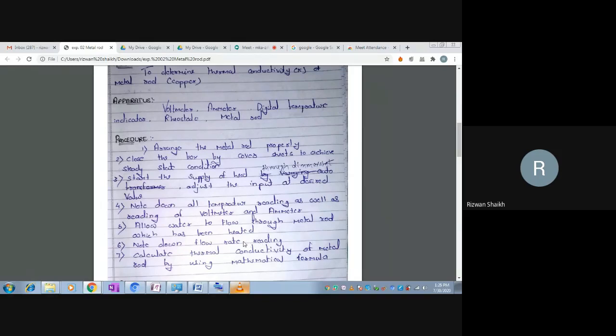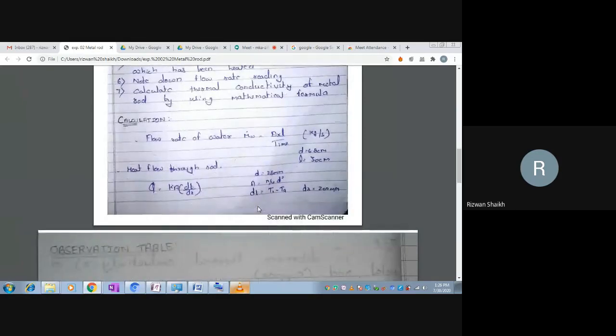Now after that, we can calculate the flow rate after applying the formula. So we can refer to the procedure for calculating the thermal conductivity of a metal rod using the mathematical expression. Now here we have a flow rate of water. We all know it is area into velocity, which is length upon time. So you can apply this formula to calculate the flow rate.